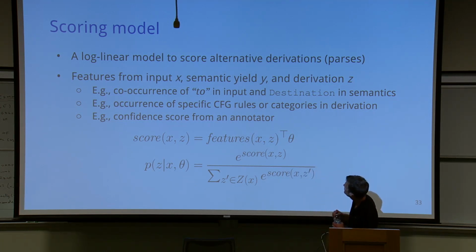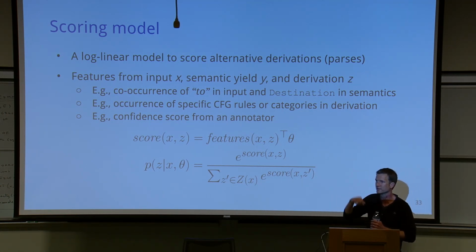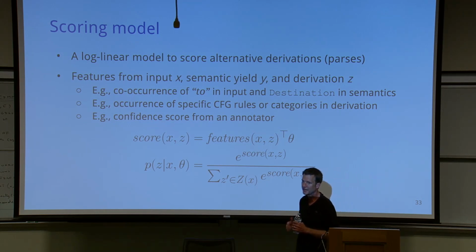Or you might have indicator features, so Boolean features, which capture the occurrence of specific CFG rules or specific categories, the dollar things, in the candidate parse.